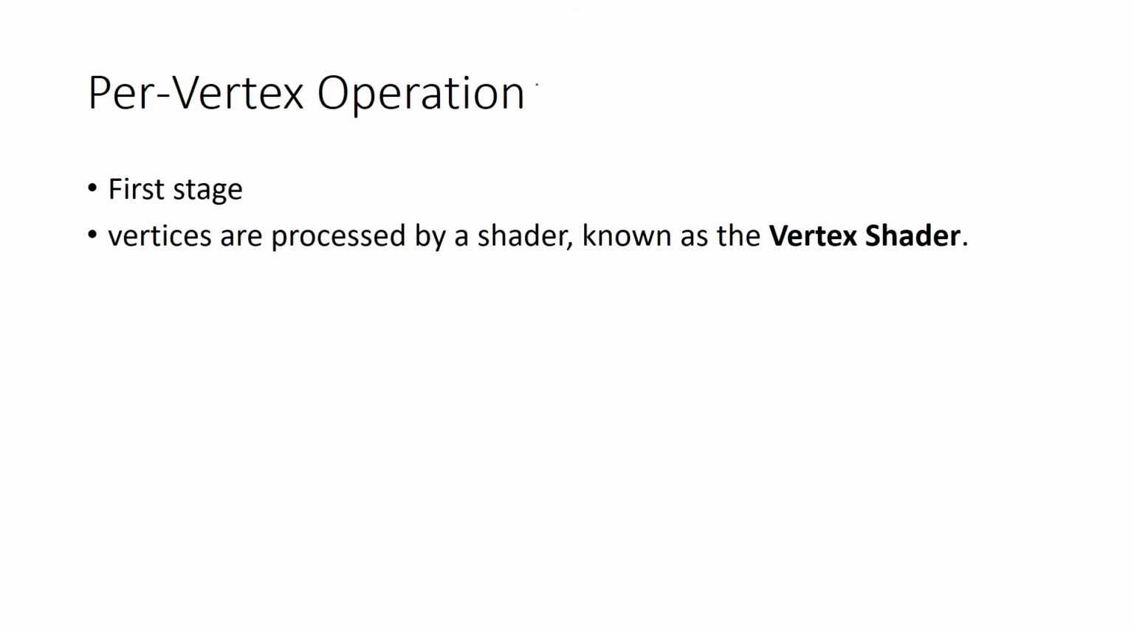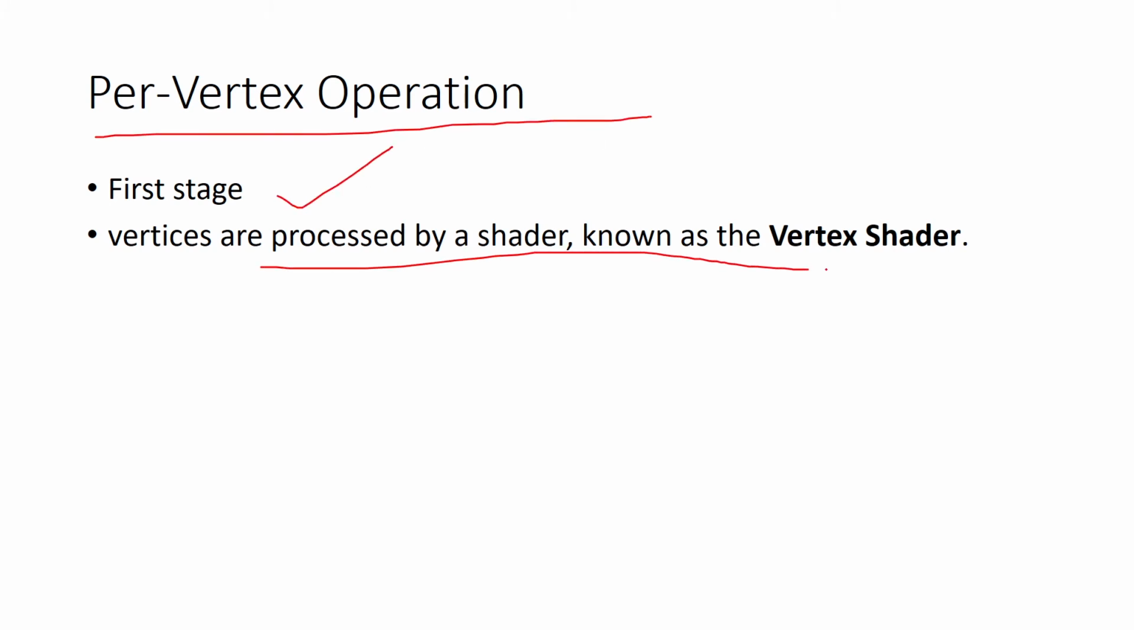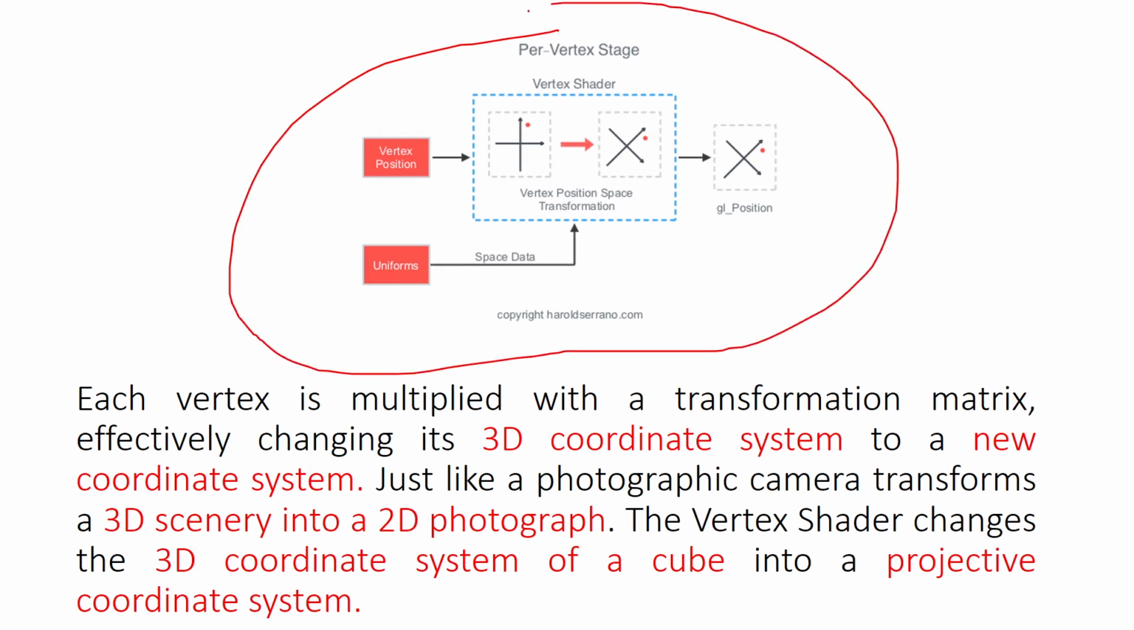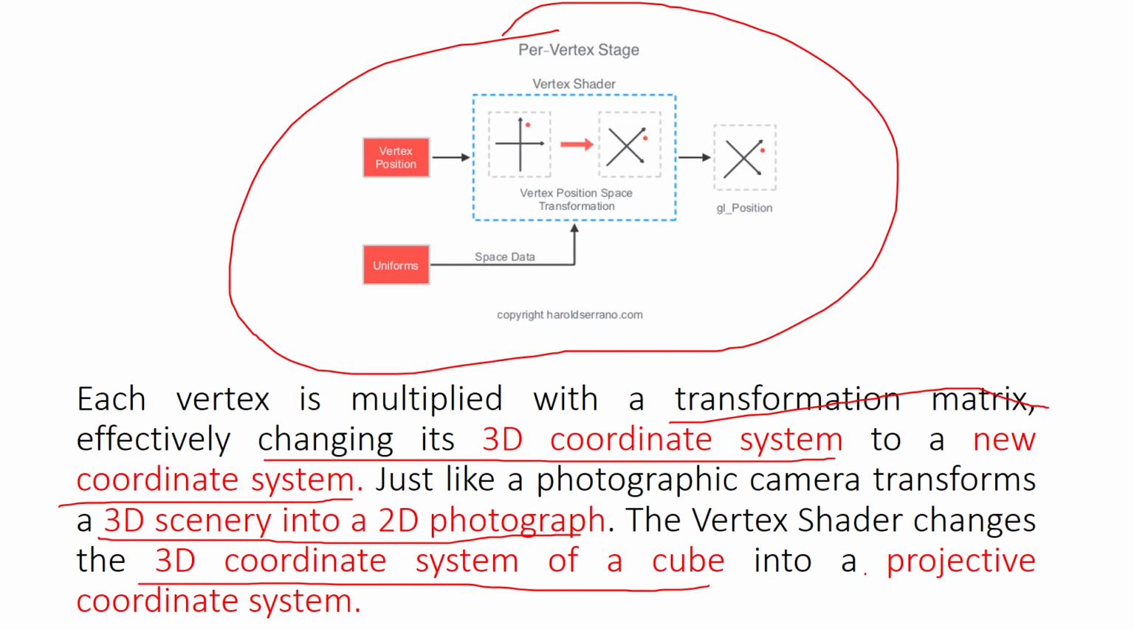Per-vertex operation, the first stage. Vertices are processed by a shader, known as the vertex shader. Each vertex is multiplied with a transformation matrix, effectively changing its 3D coordinate system to a new coordinate system, just like a photographic camera transforms a 3D scenery into a 2D photograph. The vertex shader changes the 3D coordinate system of a cube into a projective coordinate system.